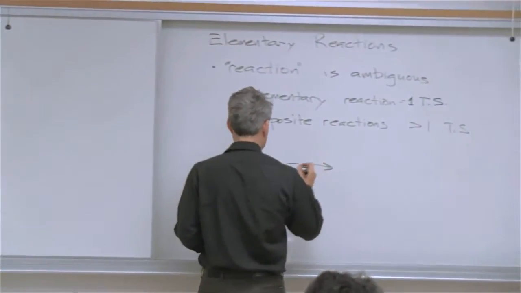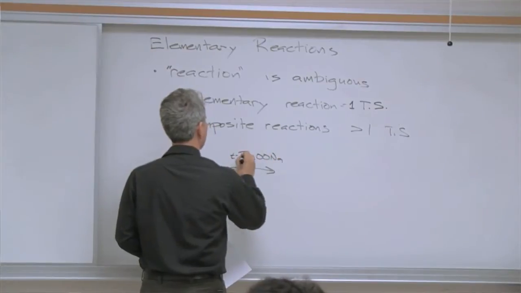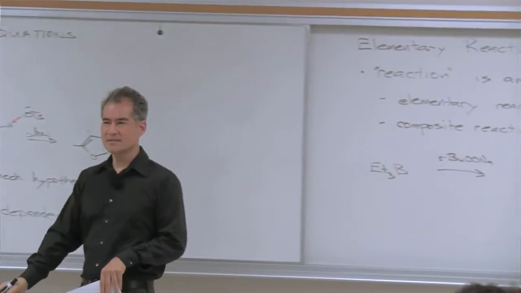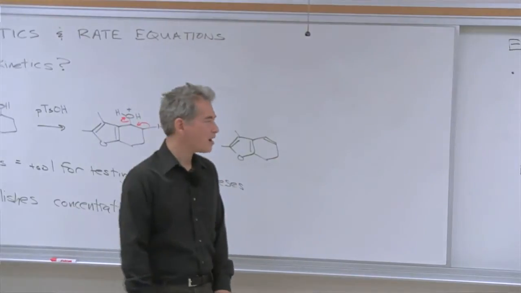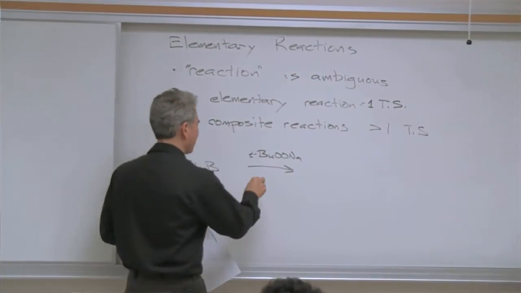So for example, let's suppose we put sodium T-butoxide above the arrow. Right? This is not what you do for an elementary process. For an elementary reaction, you usually like to have balanced equations. The second clue is you'll have things like solvents.